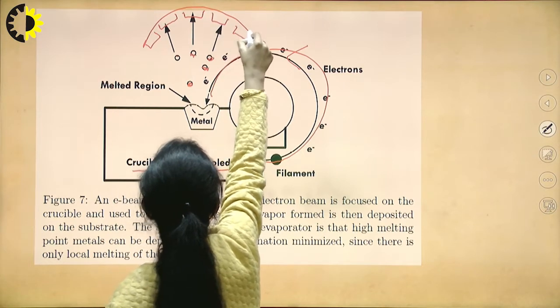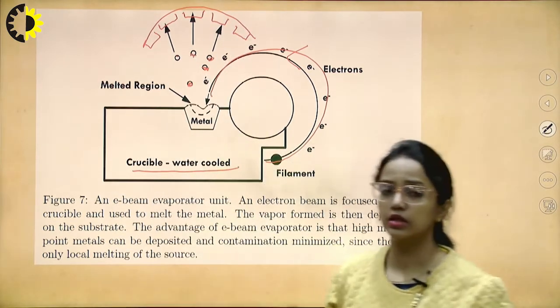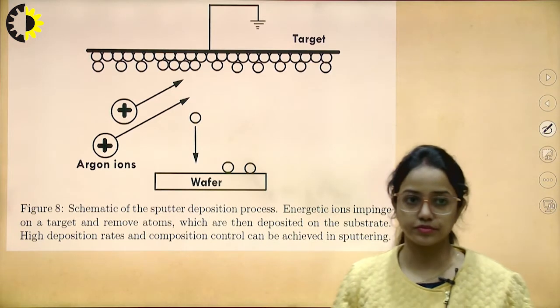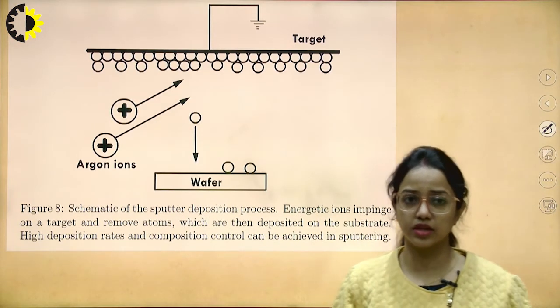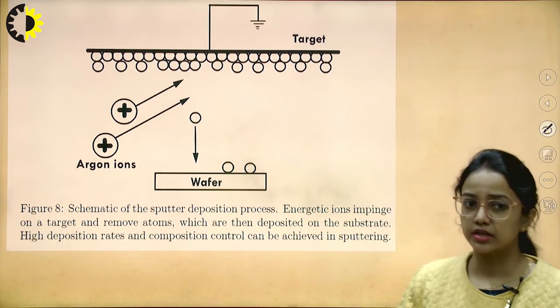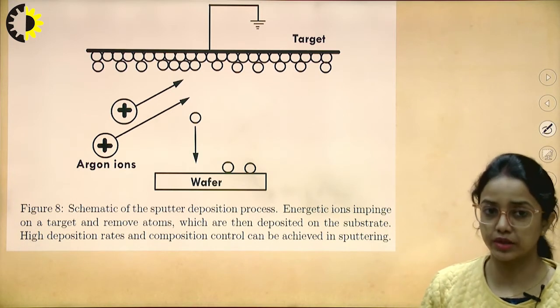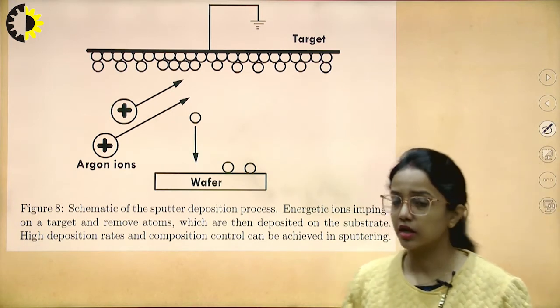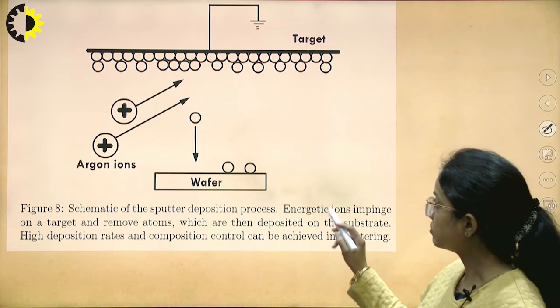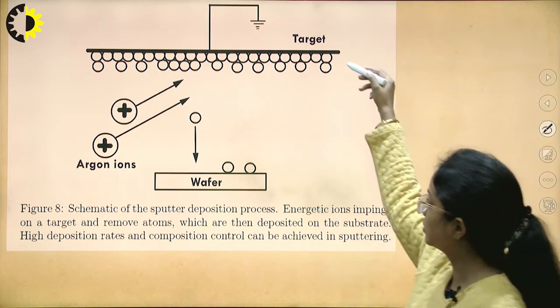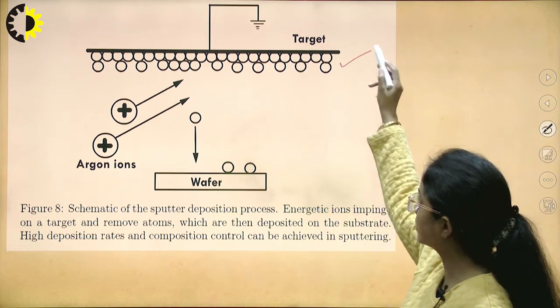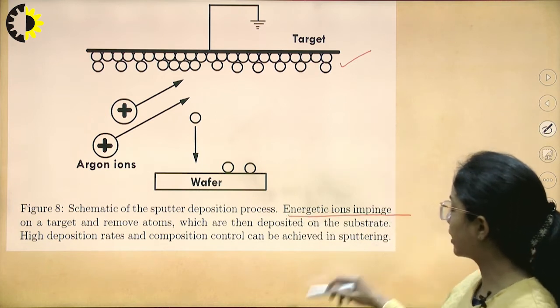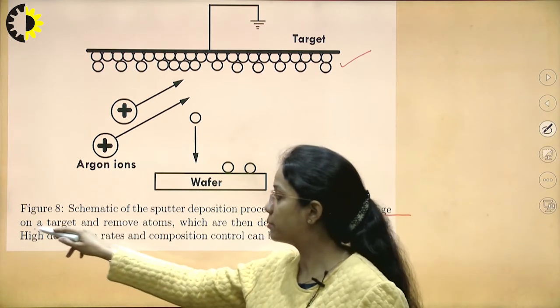So of course these metal vapors will go and deposit on the surface of the wafer. This is another schematic. Here we can see the sputtering deposition process. What is actually happening? There is what we call the metal target here. Energetic, high-energy ions are impinged on the target.